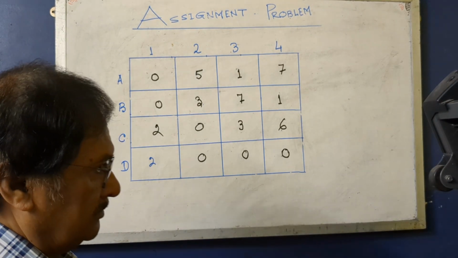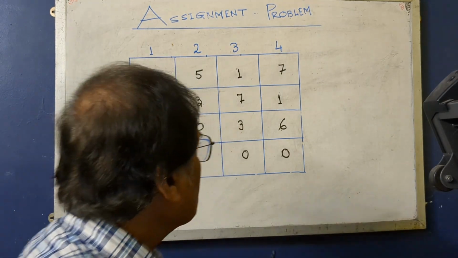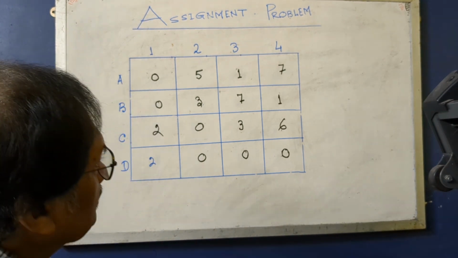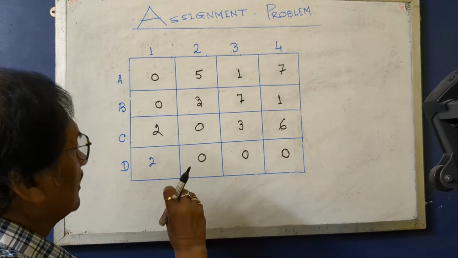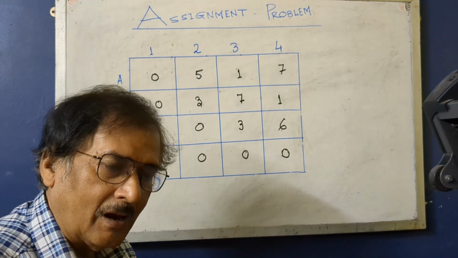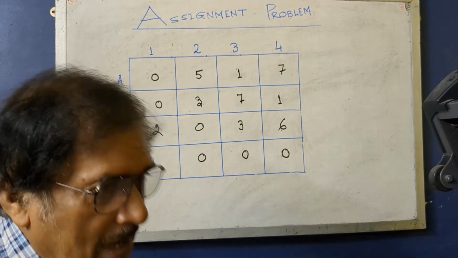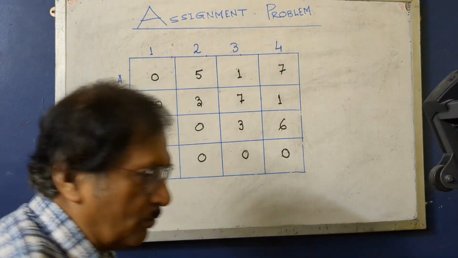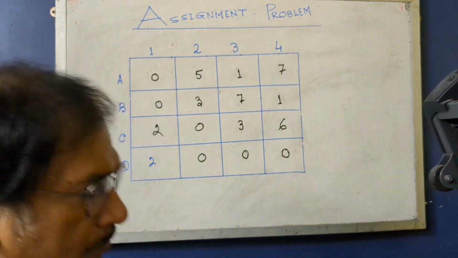You have to pass horizontal or vertical lines so that all the zeros will be covered, all the zeros will be touched. Mind it, the number of lines should be minimum. The lines should be either horizontal or vertical. You cannot draw diagonal lines. Again I am repeating, draw horizontal or vertical lines to cover all the zeros. And another thing, the line should be minimum. Not like that you just draw in this way and cover all the zeros. No. The minimum number of lines you have to draw horizontally or vertically to cover all the zeros.